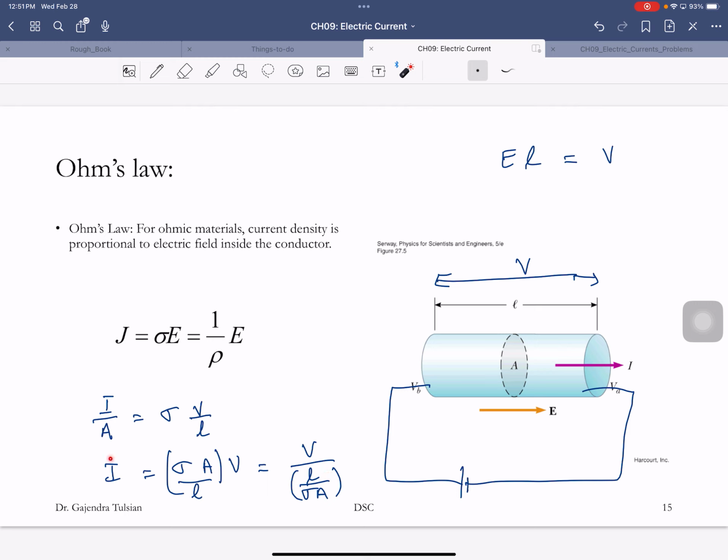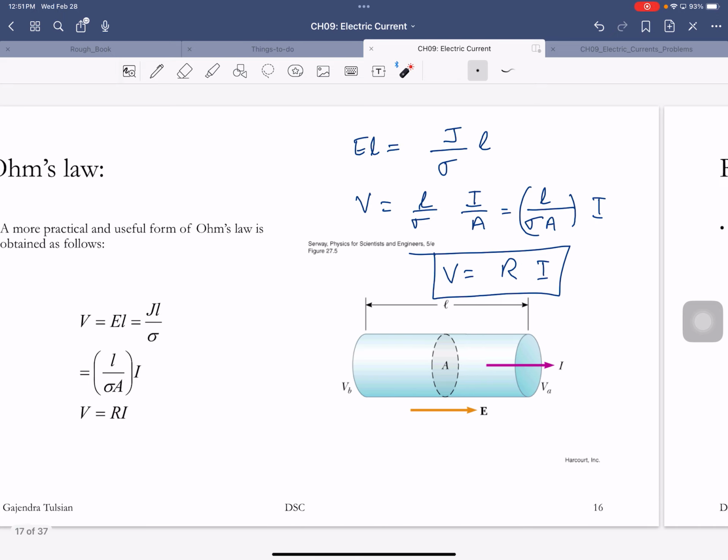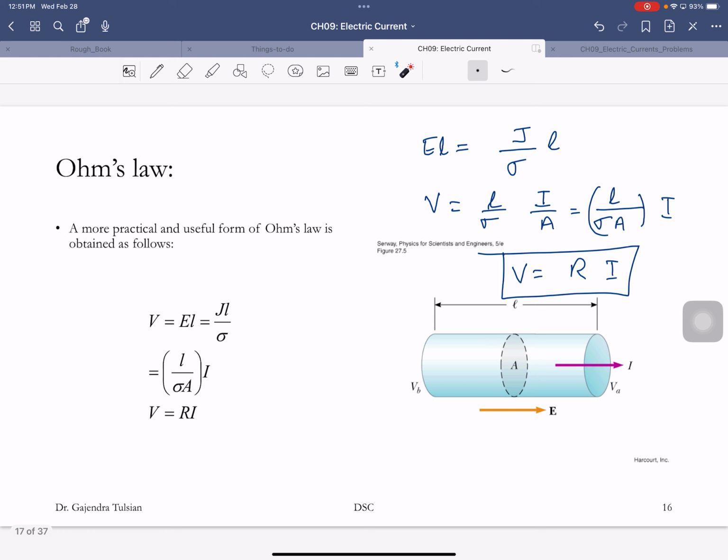Now this is easy to measure and this is easy to measure. So we are going to write Ohm's law in terms of that, and this quantity is called the resistance of the wire. So your Ohm's law in terms of quantities that are easily measured is this: current is voltage divided by R, or voltage is current times R. So this is the more useful form of Ohm's law.